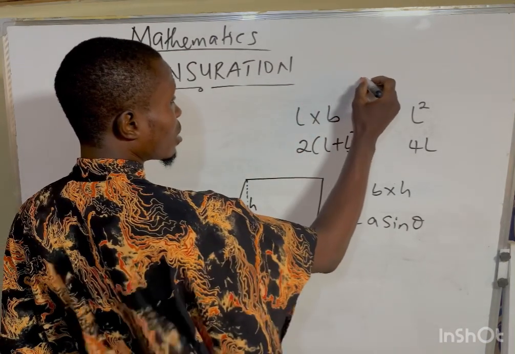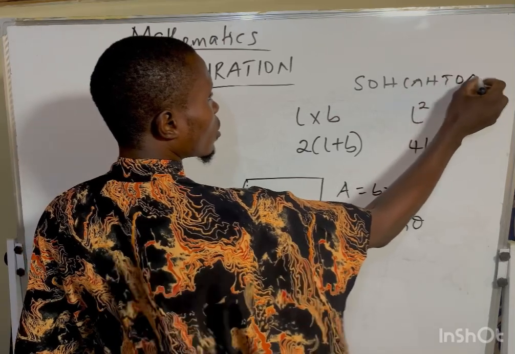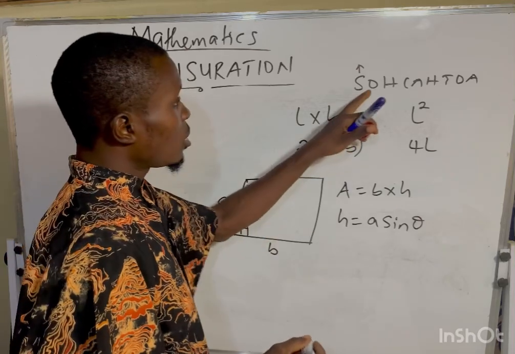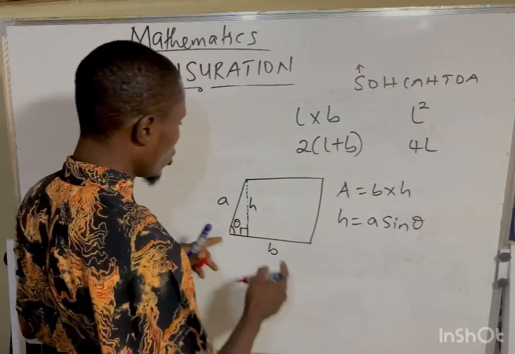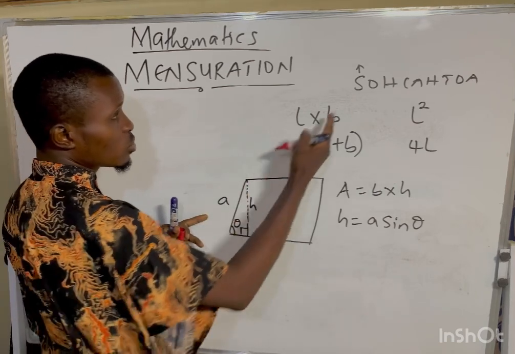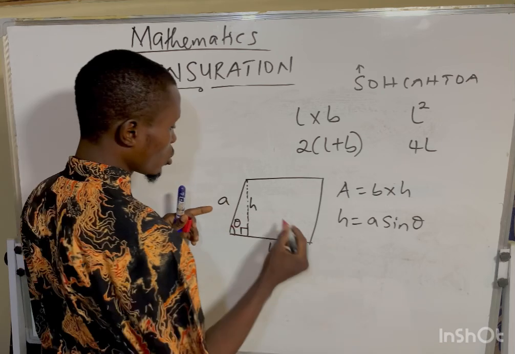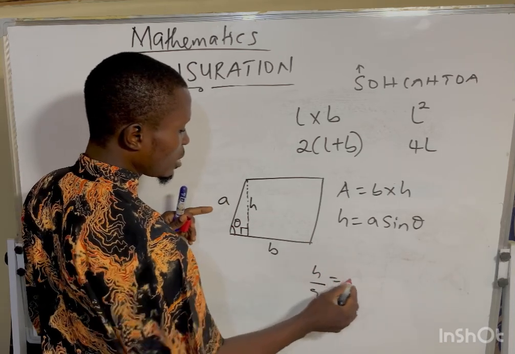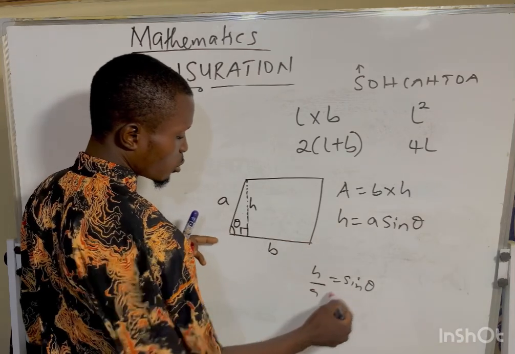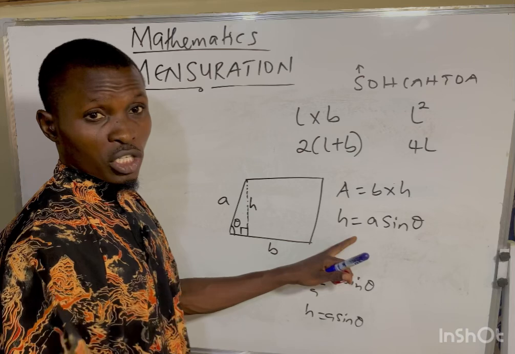From the basic SOHCAHTOA that we know, this acronym: S, sine of the angle; O, opposite over hypotenuse. So the opposite side of this is h, hypotenuse is a. So sine of the angle theta is given by the opposite over hypotenuse. That is h over a is sine theta. So what is your h? Cross multiply. You have your h, a sine theta. This is your h.